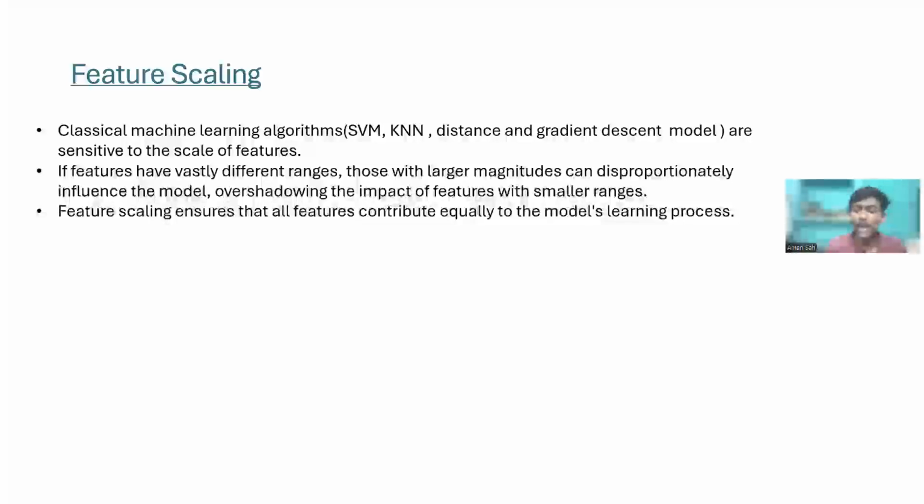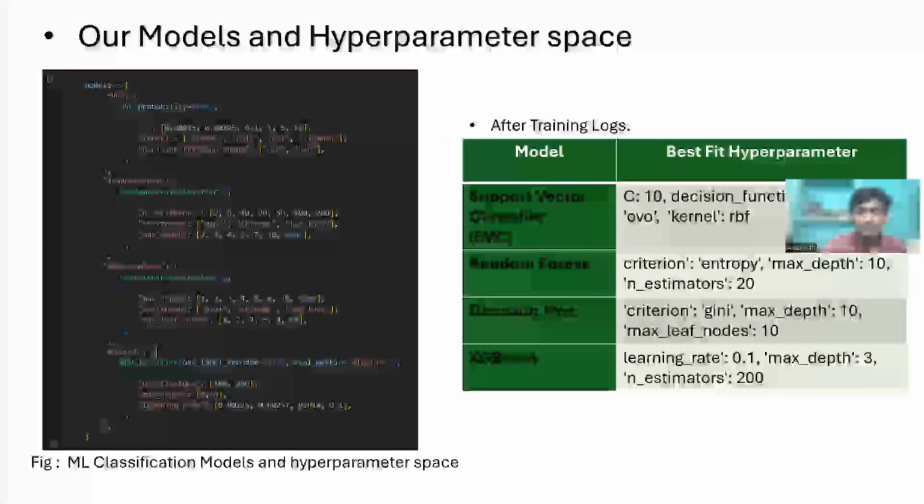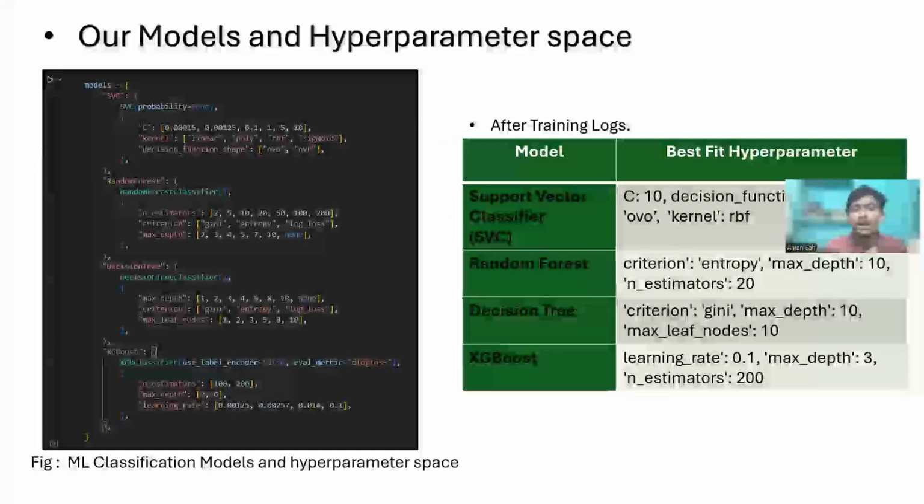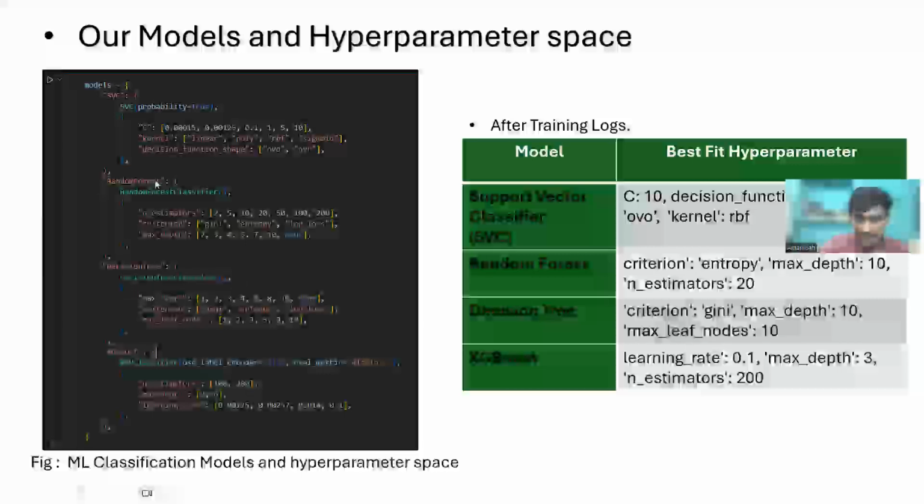In this case, I have used standard scaler to standardize the data points and then fed them to the machine learning model. This is my classical ML model space and hyperparameter space. During training, I have experimented with various models like support vector classifier, various tree-based models such as decision tree, random forest, extreme gradient boosting, and different hyperparameters.